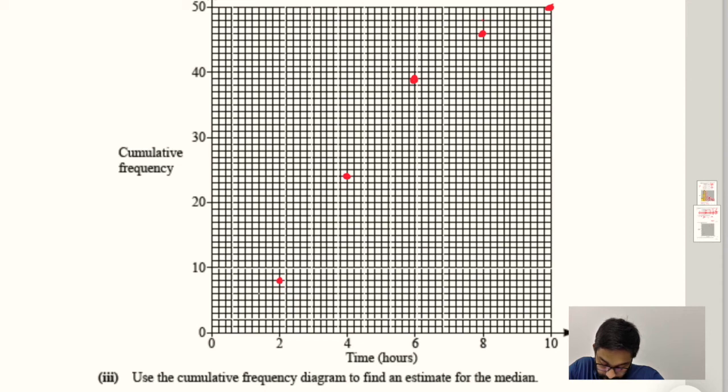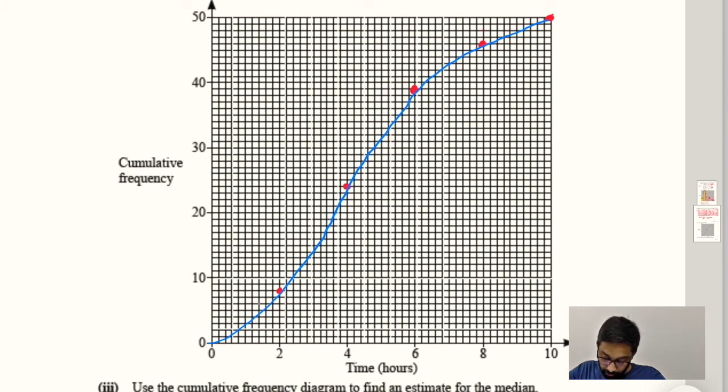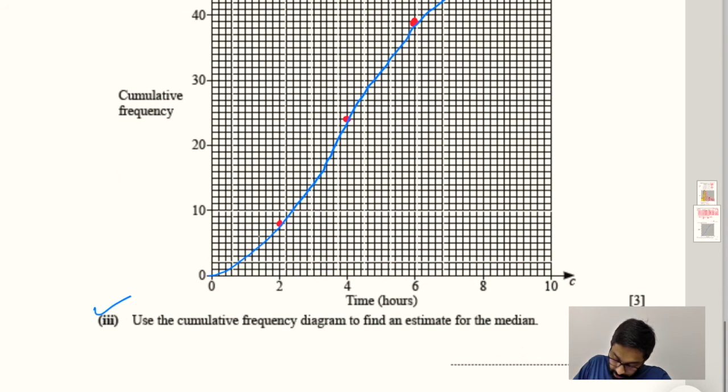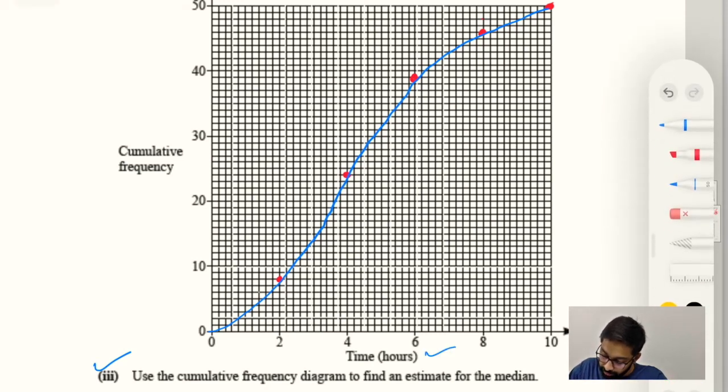Okay. Now, this is the tricky part, but I'll try to draw one single line. Let's start from 0. Goes from there all the way up to there. Looks nice. It's still curvy at some of these points, but I hope this makes sense. This is what the graph is supposed to look like. Okay. Using this, we need to find the median. Now, the median is supposed to be the middle value of the time. So first you need the middle value of the cumulative frequency.